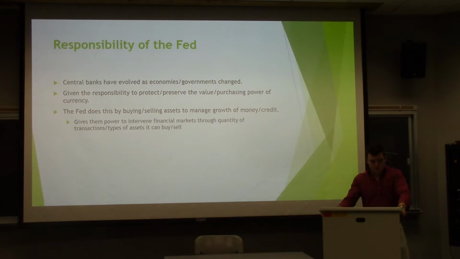Central banks have been around for a long time and have evolved as economies and governments changed. They are usually given the responsibility to protect and preserve the value or purchasing power of currency. The Fed does this by buying or selling assets in order to manage growth of money and credit. This ability gives them the power to intervene in financial markets through the quantity of transactions as well as the types of assets that it can buy and sell. So it is appropriate for governments to establish their central banks with constraints.